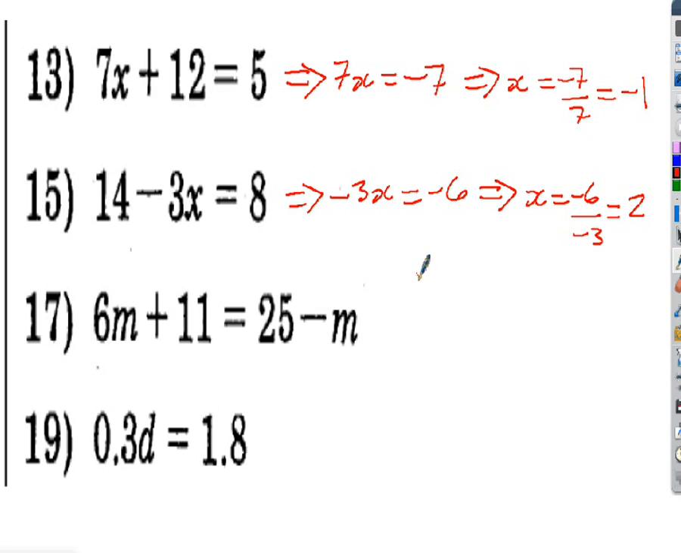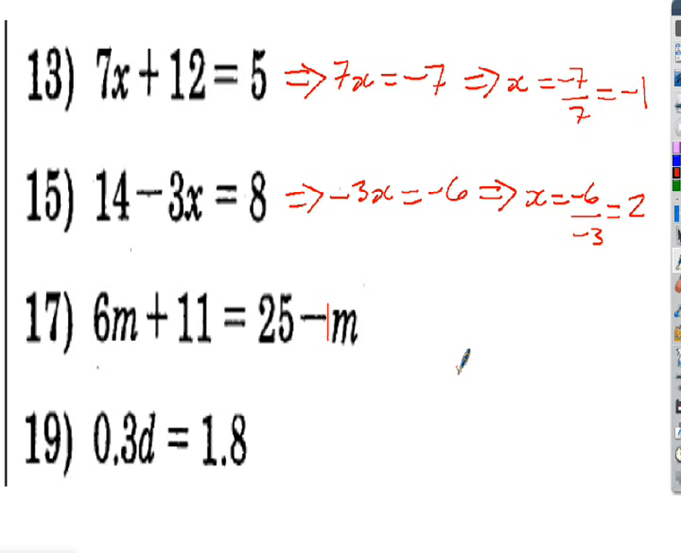Question 17, I'm given 6m plus 11 is equal to 25 minus 1m. Don't forget there's a 1 there we don't write. So m is the variable this time. So we need to get all the m's onto one side of the equation, and the easiest way here I think is to add one m to both sides, to remove it from the right hand side and bring it to the left hand side.